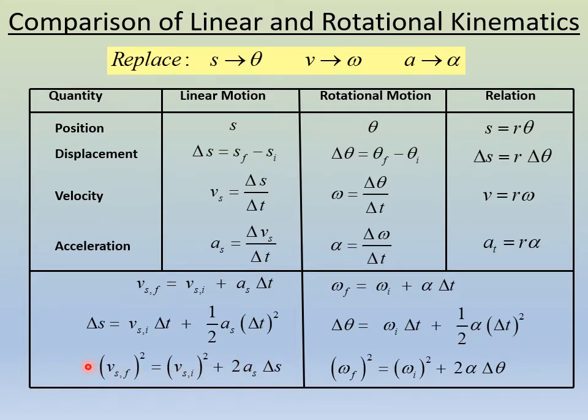It's the one without time in it. The final velocity squared is equal to initial velocity squared plus 2a times the displacement, delta s. Again, replace v's with omegas, replace a with alpha, and replace s or x, the displacement, with theta. And so here's the corresponding equation that we can use for rotational motion.